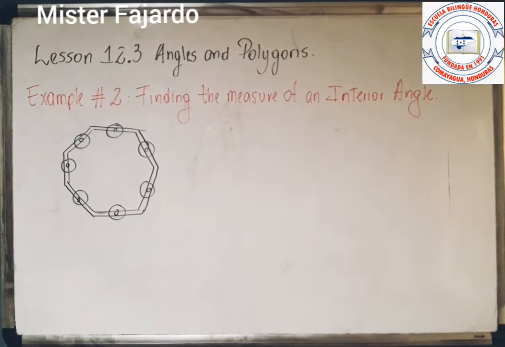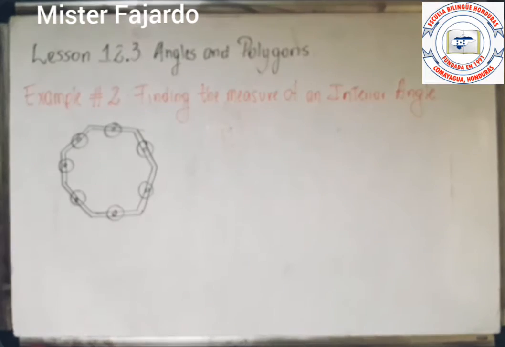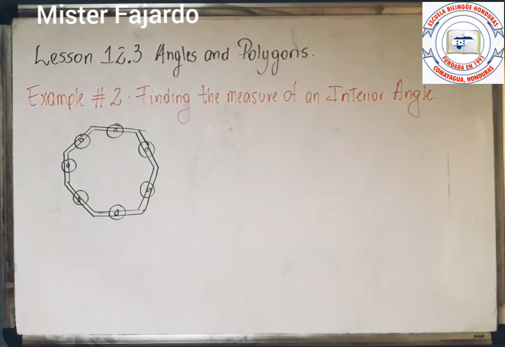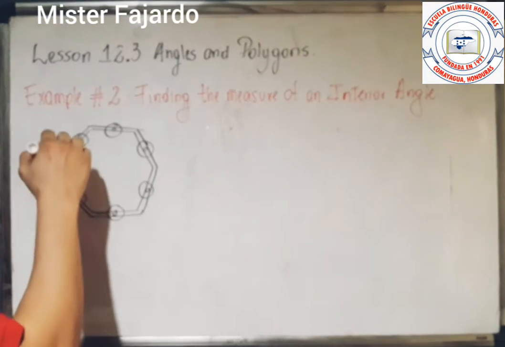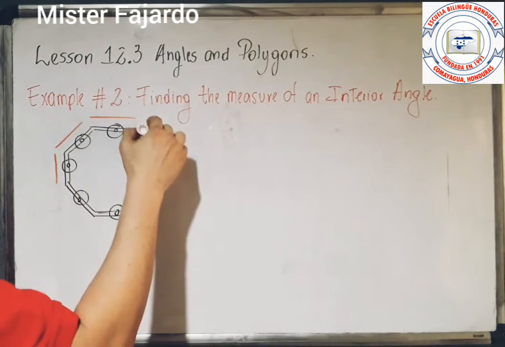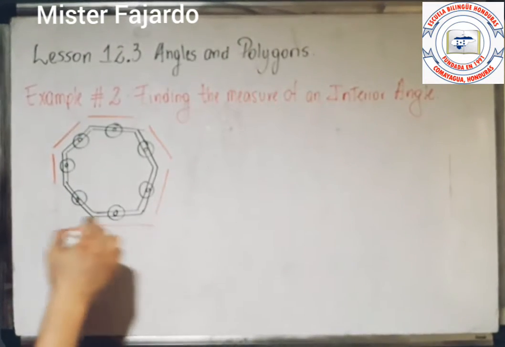In example number 2, we need to find the measure of an interior angle, okay? That means that we need to use the other formula that we know, okay? And in this case, we have that instruction: find the measure of an interior angle of the frame of the tambourine. That's the tambourine frame, and we need to find one of these interior angles, okay? You just need to count first how many sides you have. You have 1, 2, 3, 4, 5, 6, and 7.